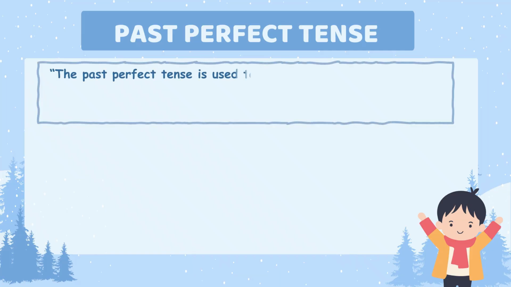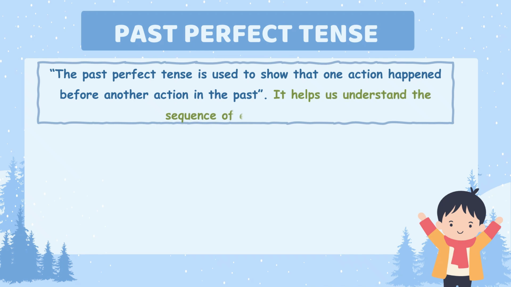The past perfect tense is used to show that one action happened before another in the past. It helps us to understand the sequence of events clearly.